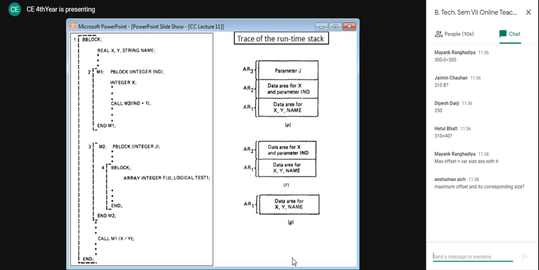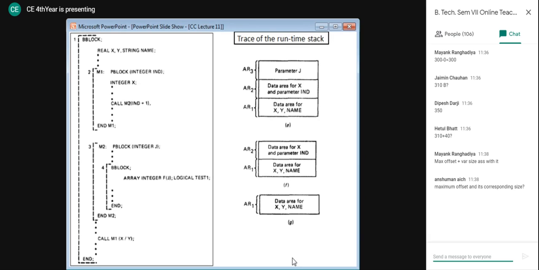Let us see. First and foremost, the data area that was allocated for F and test one will get released. Then the activation record number 3 will get released. Then the activation record area for the second block will get released. And finally, the activation record for 1 will be released. That is, the whole procedure has terminated and all the memory will be released.